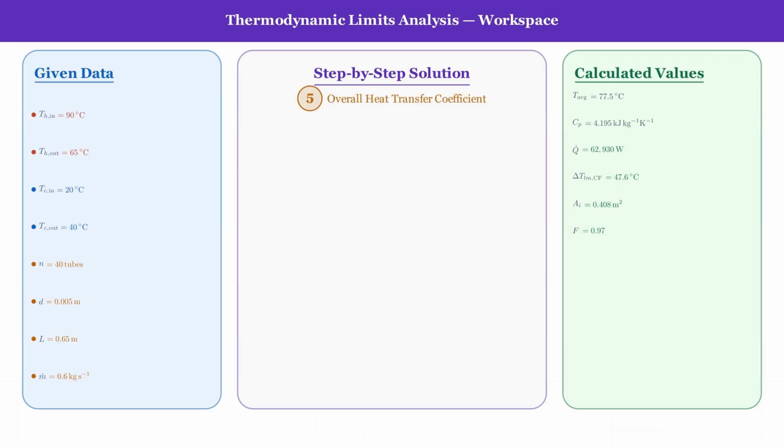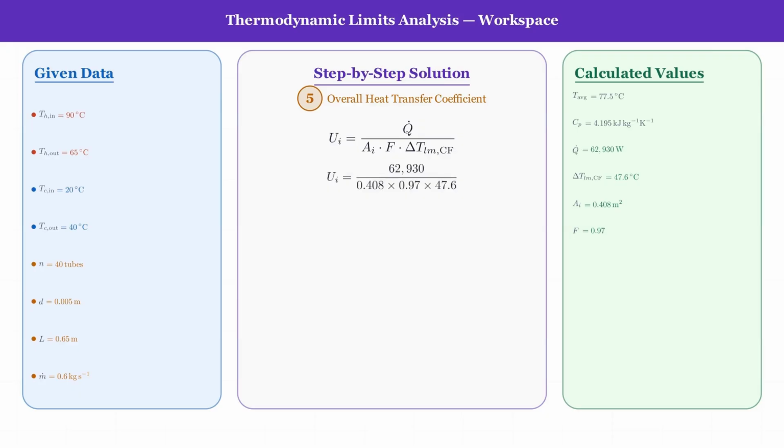Step 5. Determine the overall heat transfer coefficient U sub I. Every quantity the LMTD equation requires is now in hand. Rearranging the governing expression for the unknown, U sub I equals Q dot divided by the product of A sub I, F, and delta T LM CF. Watch each computed result migrate into this final expression: the heat transfer rate from step 1, the inner area from step 3, the correction factor from step 4, and the log mean temperature difference from step 2.